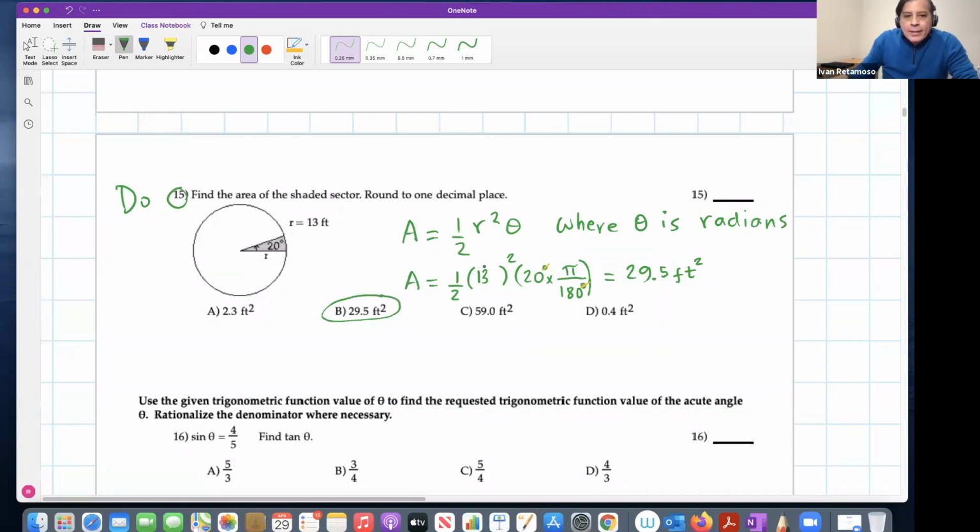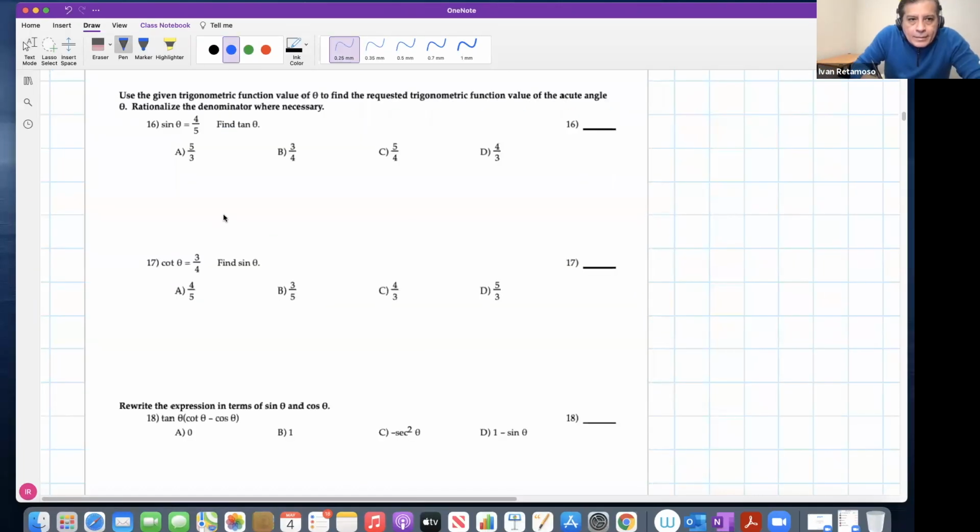Excellent, guys. It says use the given trigonometric function value of theta to find the requested trigonometric function value of the acute angle theta. Acute angle, very important information. Rationalize the denominator where necessary. Why is this important? This is telling us that the angle has a measure between 0 degrees and 90 degrees.